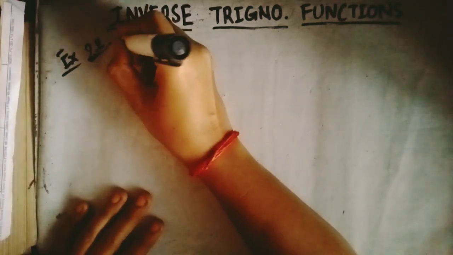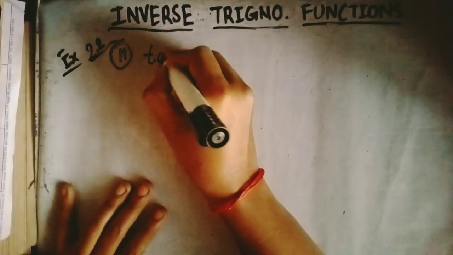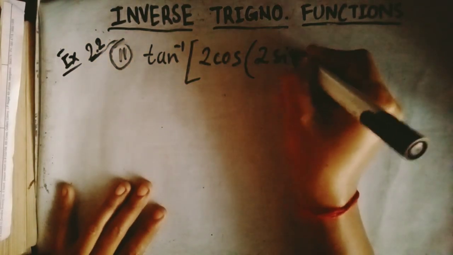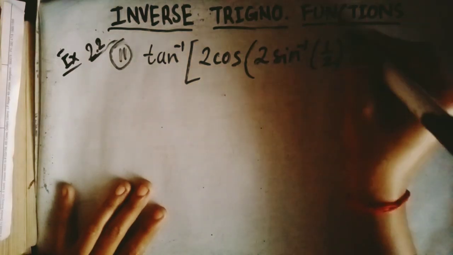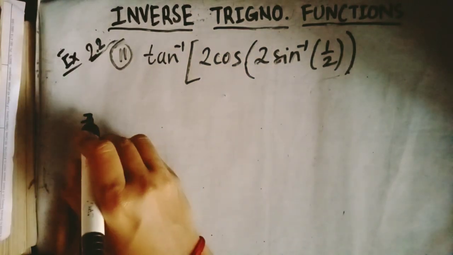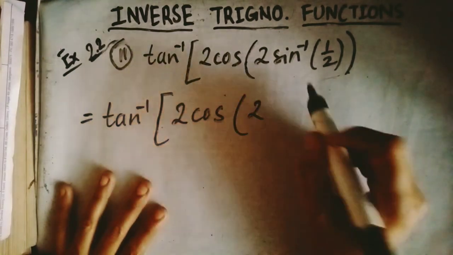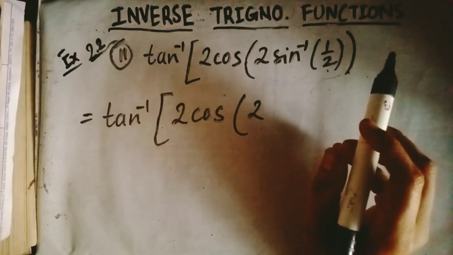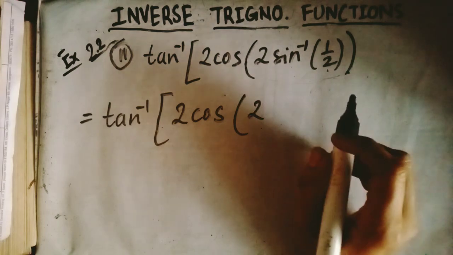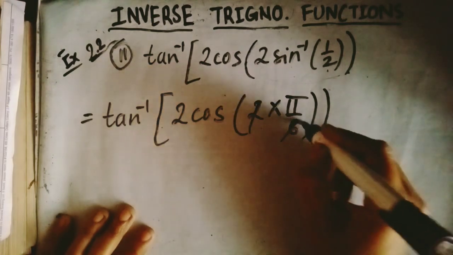Question 11. You have to find the value of tan inverse of 2 cos of 2 sin inverse half. So you have to first solve the one which is in the bracket. You can directly write it if you know the value. Sine inverse of half means half is sin of theta, that theta will be 30 degrees, right? So we can write pi by 6. So this will be pi by 3.